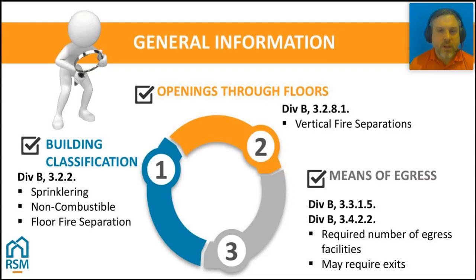These numbers have been created. They've been done for many, many years, and there are a lot of people with a lot of technical expertise that have sat around the table and dealt with these issues. So the first thing is building classification. Because it's such a big issue, you definitely want to make sure you get it right. Openings through floors. Generally speaking, in the building code we don't want to have open areas through floor systems.